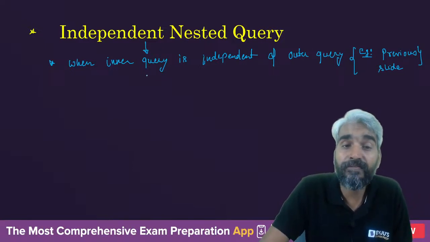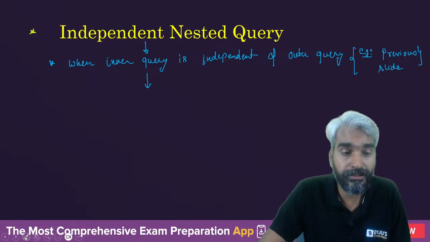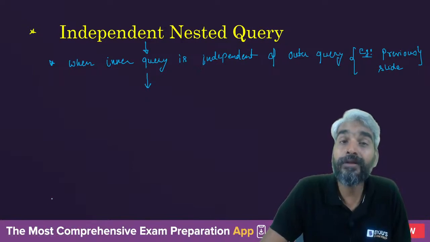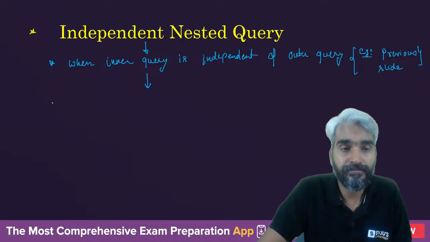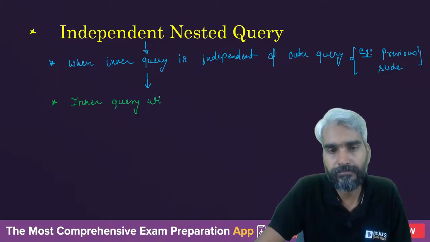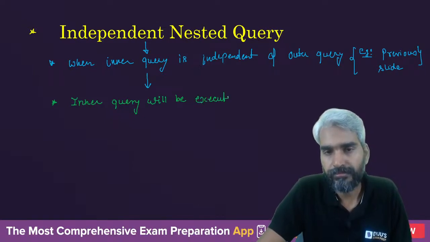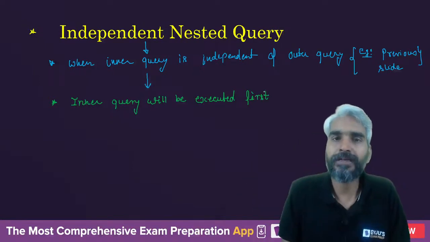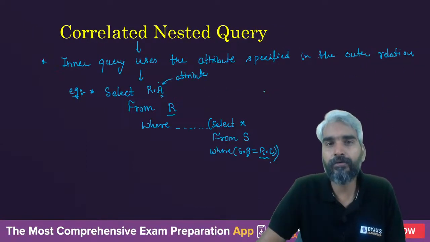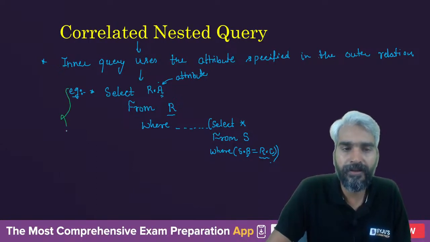What will be the order of execution? Whenever an independent nested query needs to be executed, first of all you will execute the inner query. The inner query will be executed first, and based on the output of that inner query, you will eventually execute the outer query. But here, in this particular type of query, what will be the order of execution?